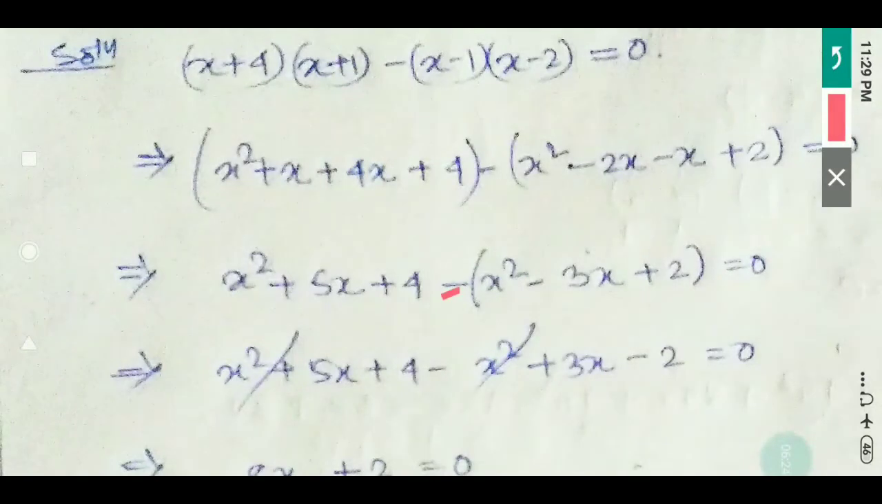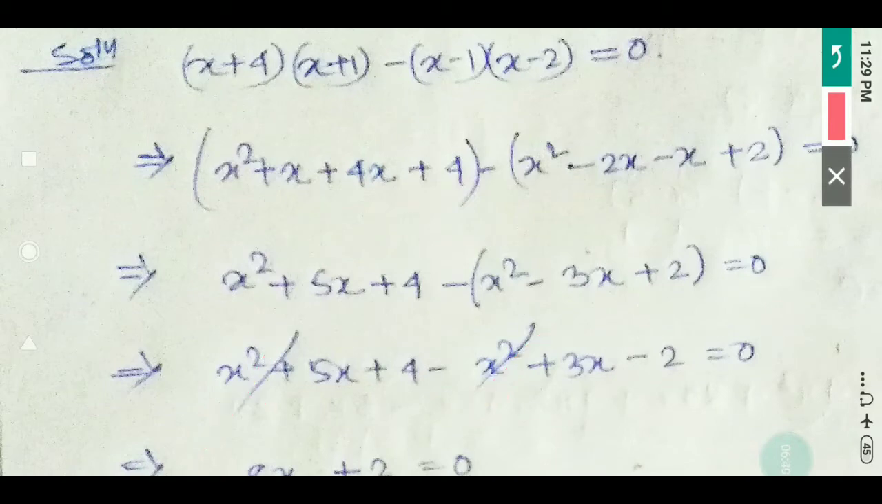Here minus is there, here plus is there, so minus only. Here minus, here minus, so minus minus plus 3x. Here also minus, here plus, so plus minus minus 2. So you have split the bracket. Now check, this one is plus x square, this is minus, so these two will get cancelled.